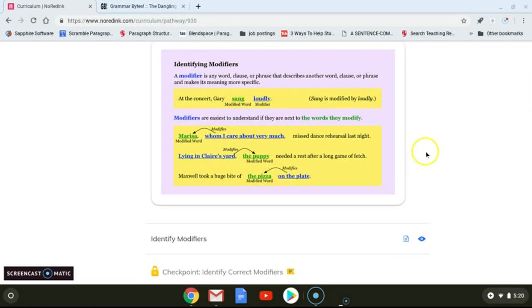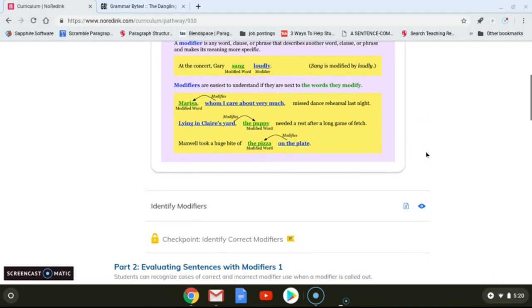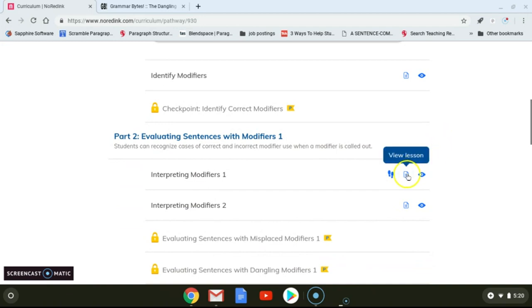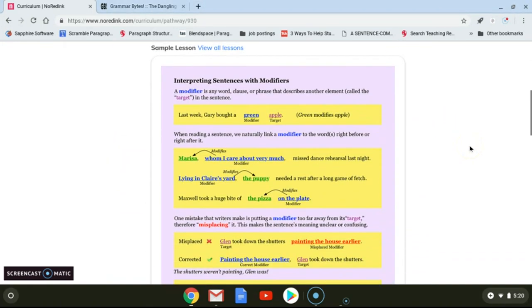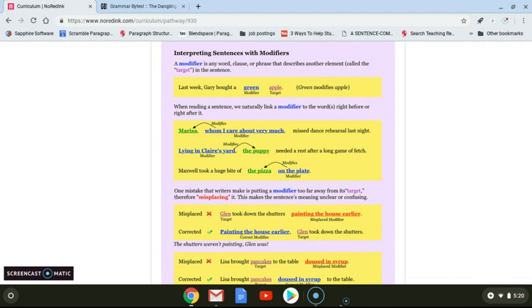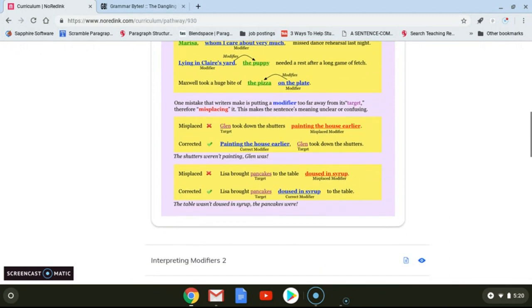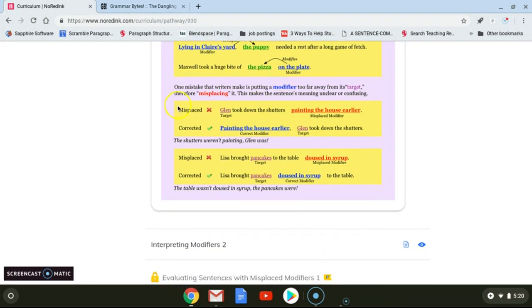Let's move on to the idea of a misplaced modifier. Sometimes when authors are writing, they will put the modifier in the incorrect place. So we're going to take a look at an example of that in just a minute. When we look at the definition, a misplaced modifier is a modifier that is too far away from its target. Let's take a look at Glenn.